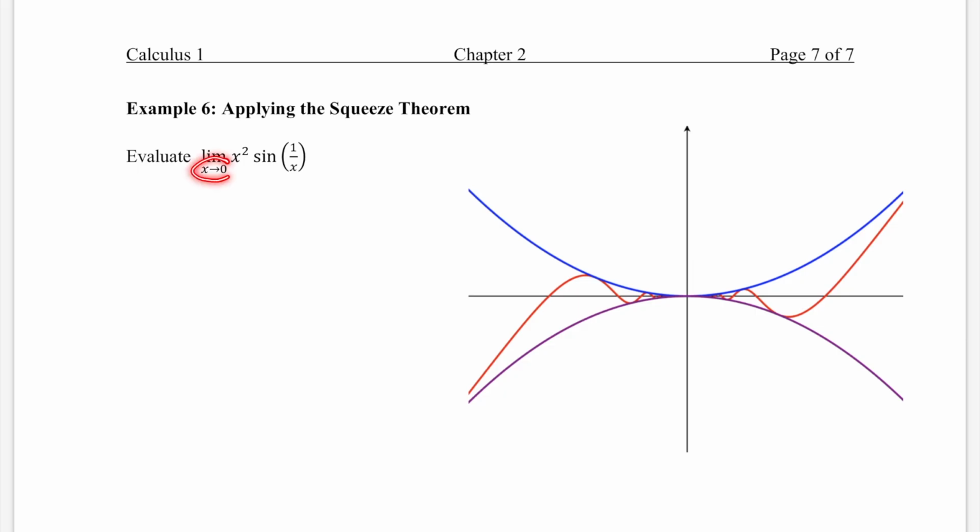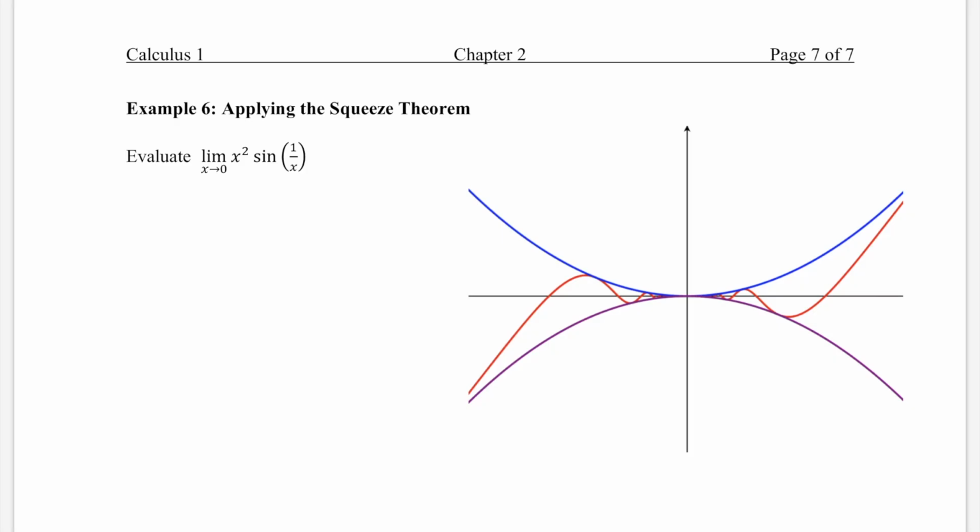As x approaches 0, the expression 1 over x becomes very large, either positive or negative. And we know that the sine function keeps oscillating as its input grows. Since 1 over x is growing without bound near 0, sine of 1 over x keeps oscillating between -1 and 1. It never settles down to a single value. So direct substitution does not help us here. This is exactly when we need the squeeze theorem.